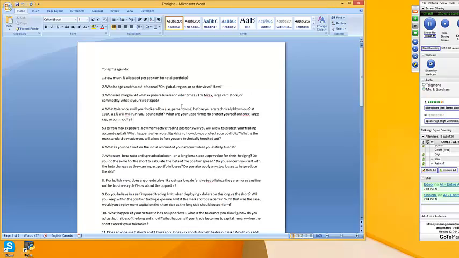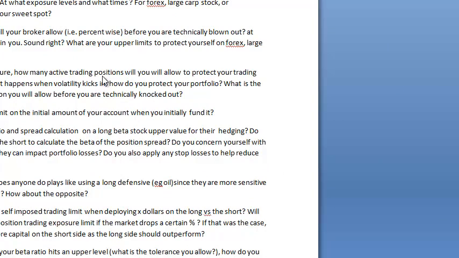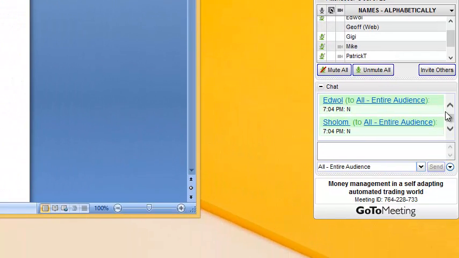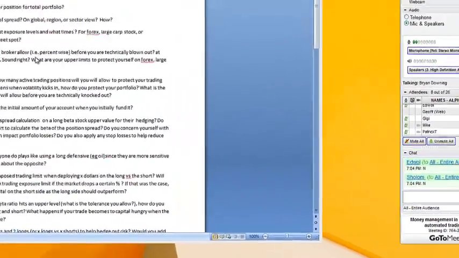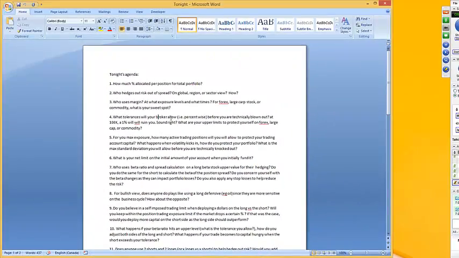Okay. Anybody do large cap stock or commodity, and what's the upper limit you put on those on your margin? Anybody? Because there are upper limits on that. I'll be doing a whole video on this probably in the next few days just to go through this. Guess nobody does that. All right.